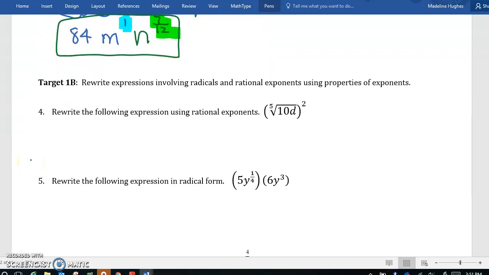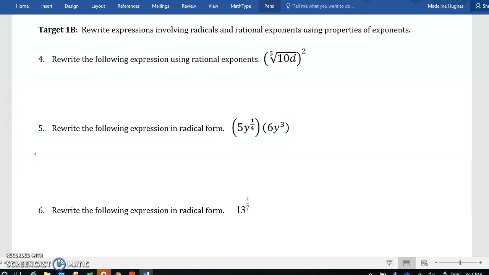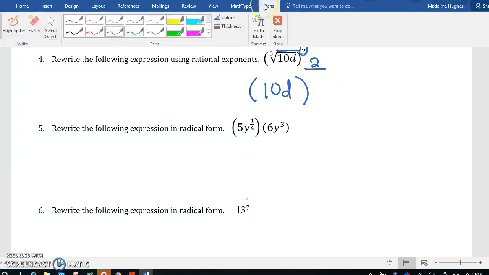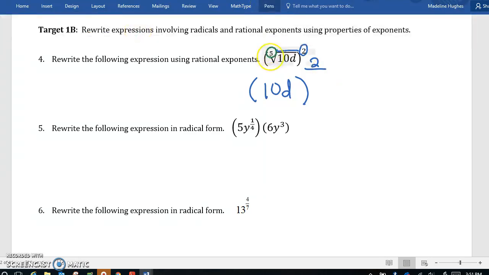All right, target B. Rewrite the expression involving radicals and rational exponents using properties of exponents. So we want to rewrite this radical into an exponent form. So what I need to start with, whatever I see underneath the radical, I'm going to write that in parentheses. So 10d, and the 2 is the top part of the fraction, and the 5, the root, is the bottom part of the fraction, and we're done.